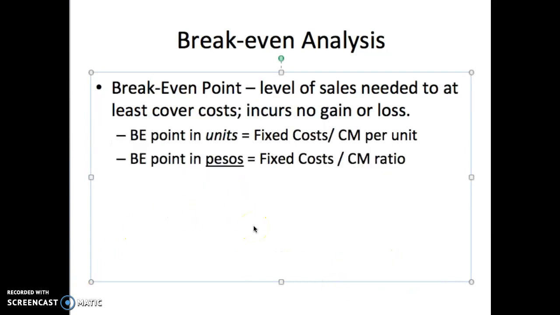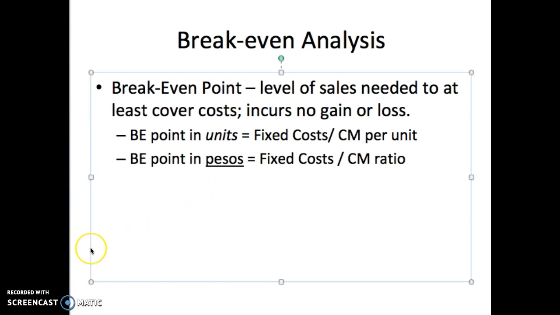Now for the break-even analysis, to get the break-even point, you can actually get the break-even point in units. What you can do is just divide the fixed costs by the contribution margin per unit. In the previous slide, you already know how to get this. This is simply sales per unit minus variable cost per unit. Or you can get the break-even point in pesos. You just divide the fixed cost divided by the contribution margin ratio. And the formula for this was already presented earlier in the previous slide.